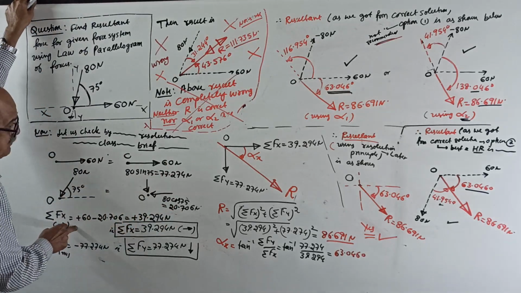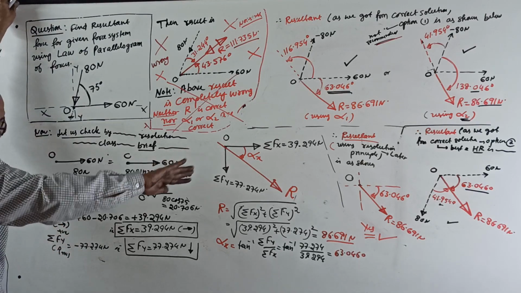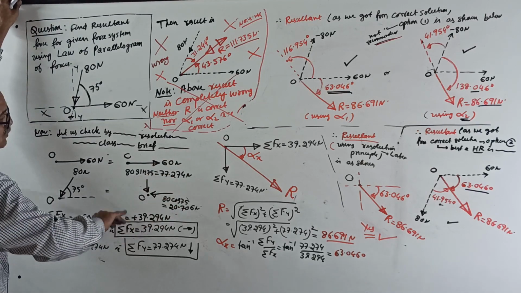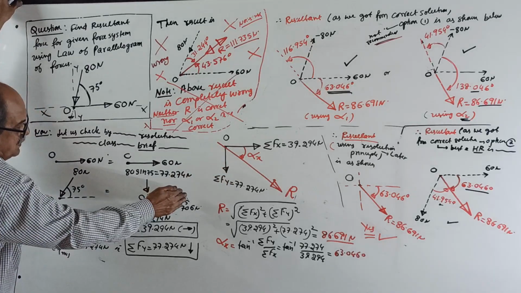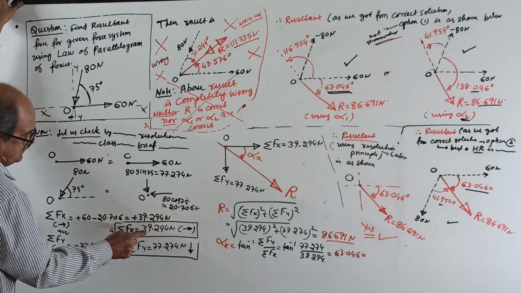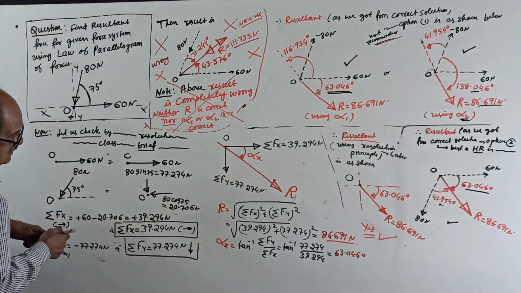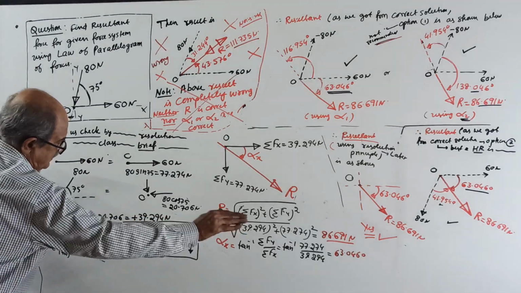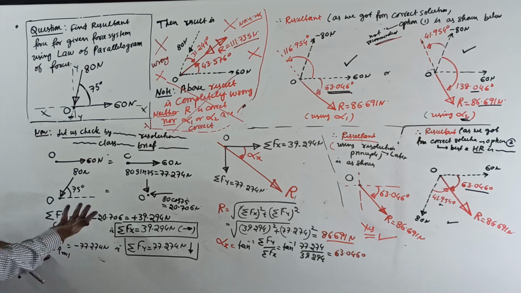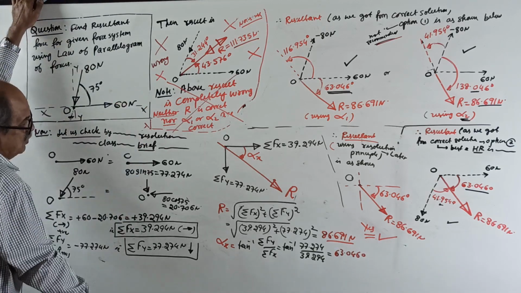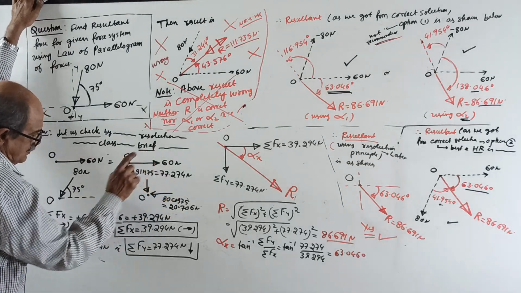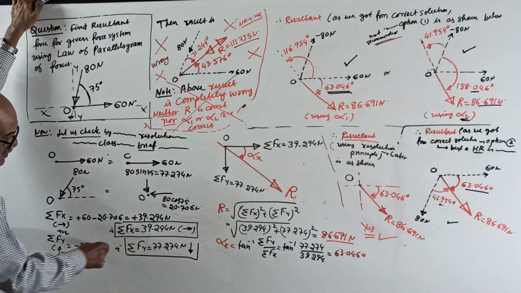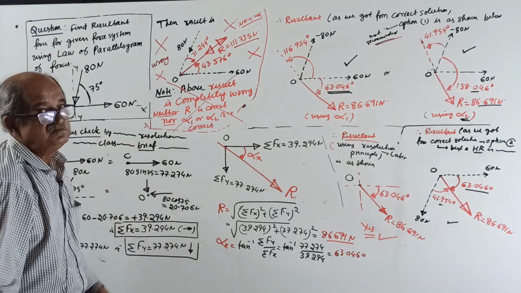Okay. Sigma Fx, algebraic sum in x direction. I will take right side positive. Plus 60 minus 20.706 is plus 39.294. I want without sign, 39.294 to the right side. Sigma Fy, only one force is there. I will take upward positive, down minus 77.274. So, see, minus came: 77.274 down.